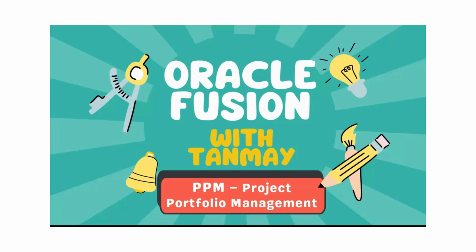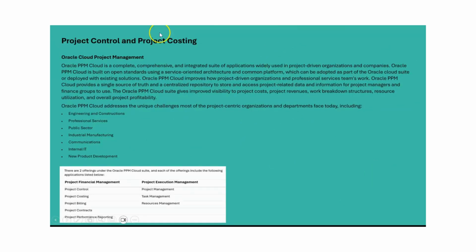So this particular offering was there in the earlier version, R12, where it used to be called the project accounting module. Now it's called project portfolio management. In this particular offering, there are two major areas. One is project financial management and the other one is project execution management.